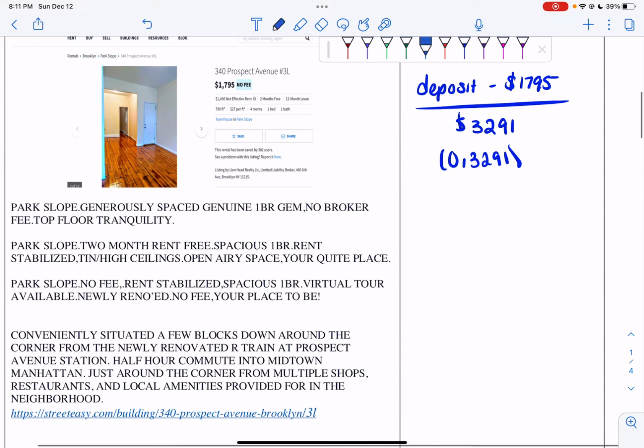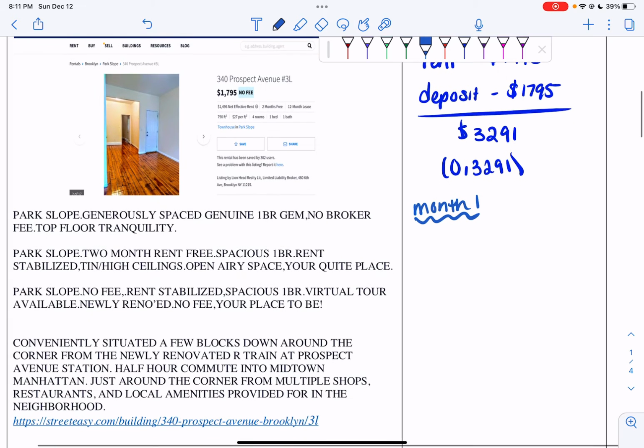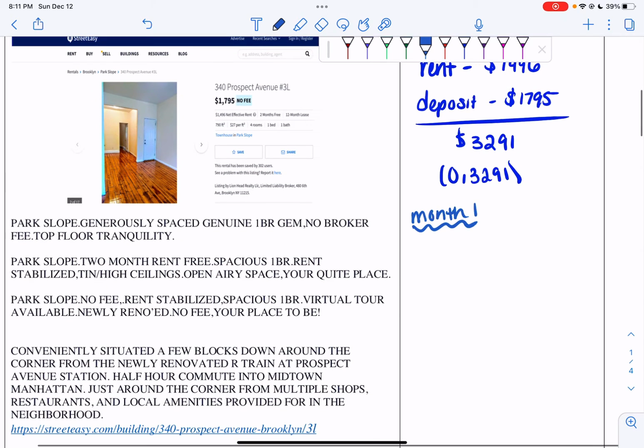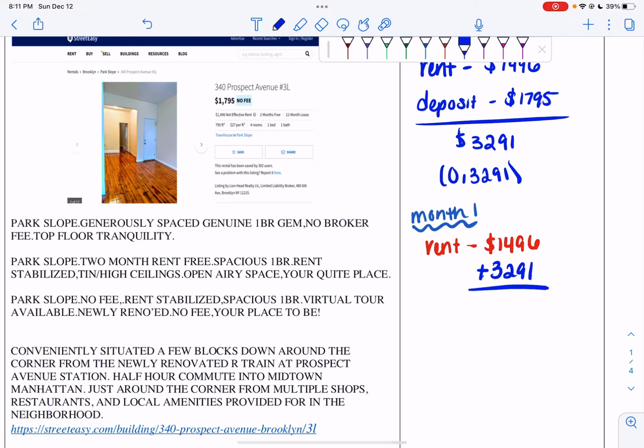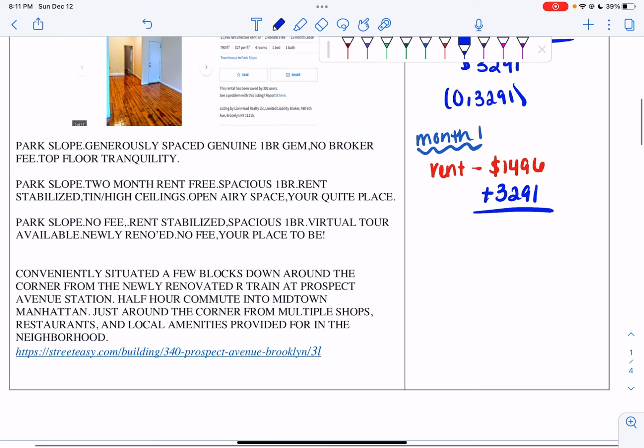Now it turns into month 1. It's month 1, so you don't have to pay another deposit. You just pay your rent. So I'm actually just paying another $14.96 this month. Thing is, I've already paid $32.91, so I have to add that together. When I add that together, I get $47.87. So I can represent this as the ordered pair (1, $47.87).